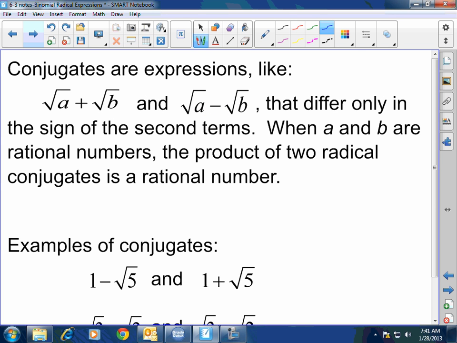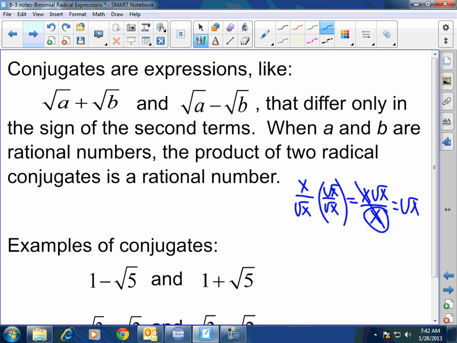We already did rationalization. For example, if we have x over the square root of x, I need to get rid of that square root, so what would I do? I'd multiply both top and bottom by the square root of x, giving me x square root of x over x. The x's cancel, and then I'd have square root of x as my final answer, because square root of x times square root of x comes out as x. So that's how we rationalize those.